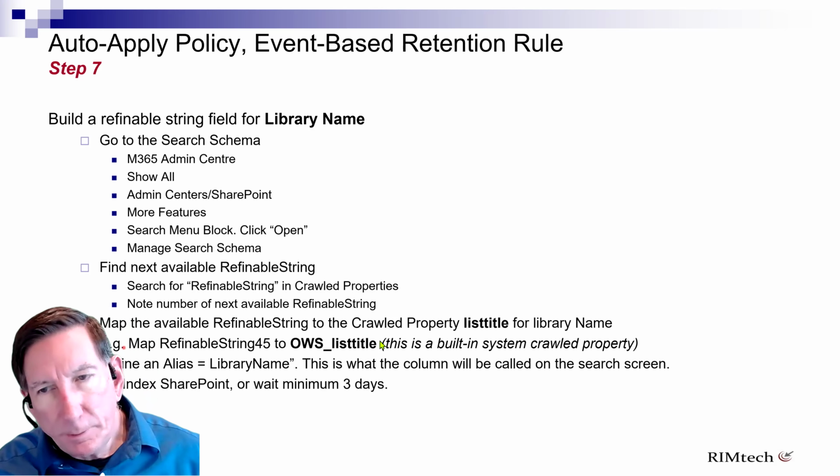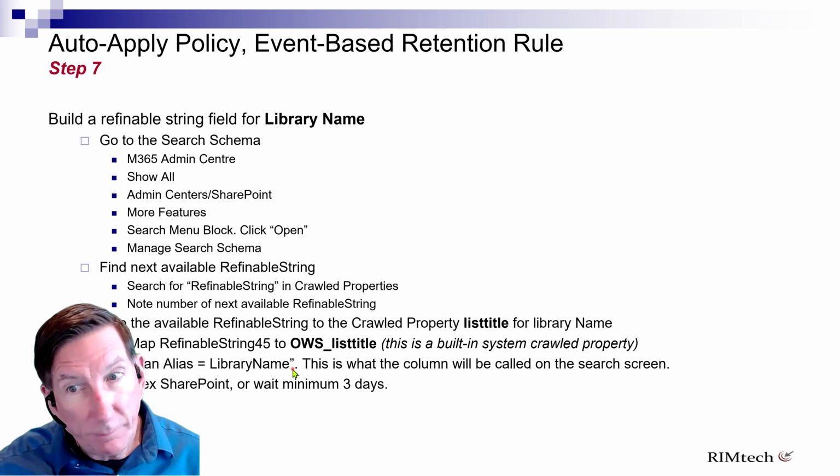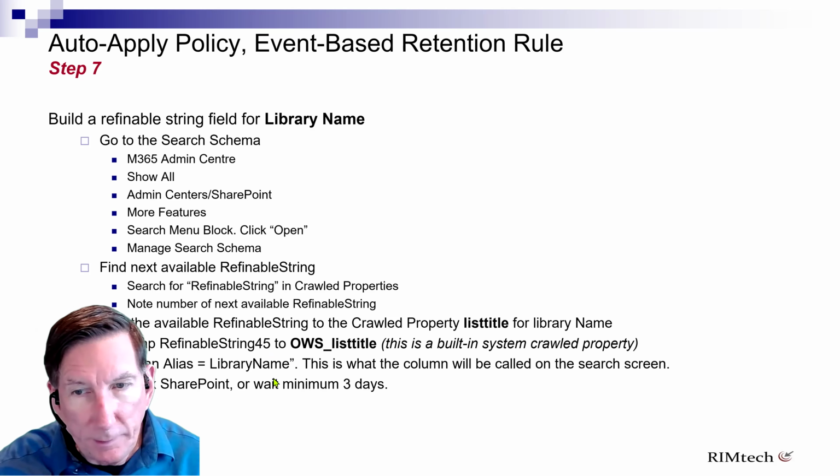Okay. Optionally, you can define an alias for that refinable string called library name. Yeah, refinable strings have aliases. How cool is that? I find that very handy.